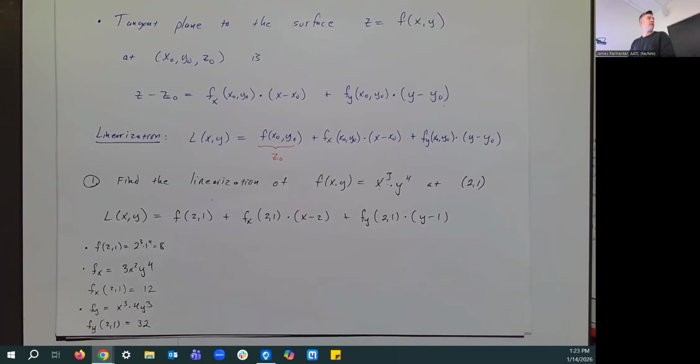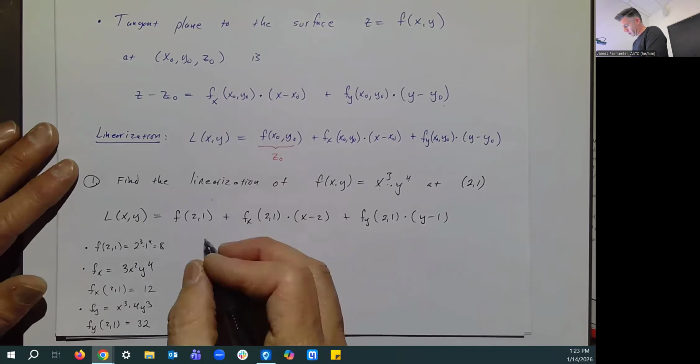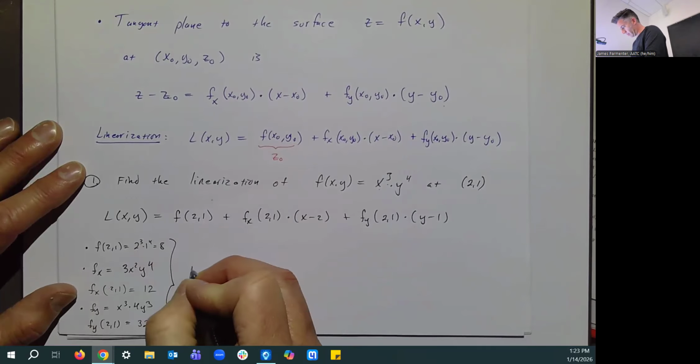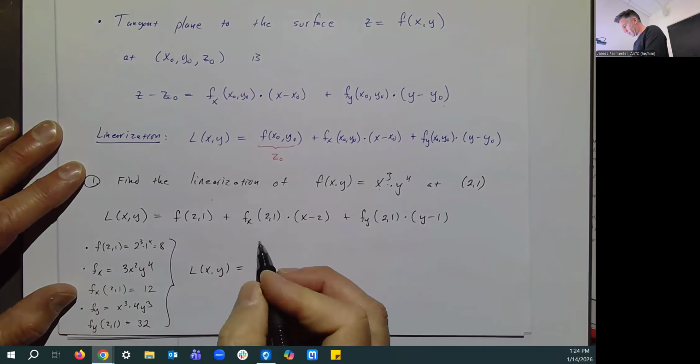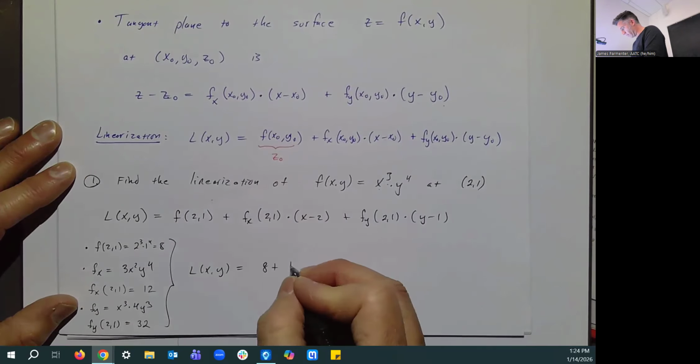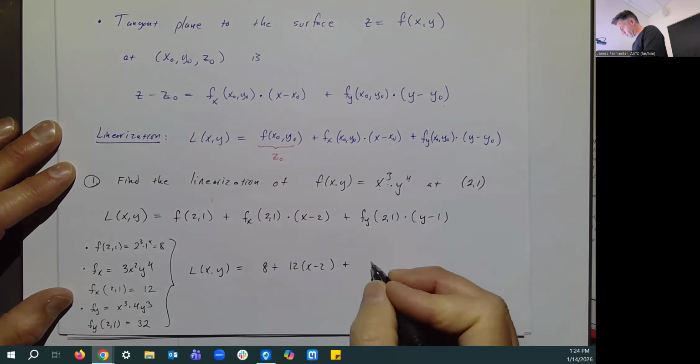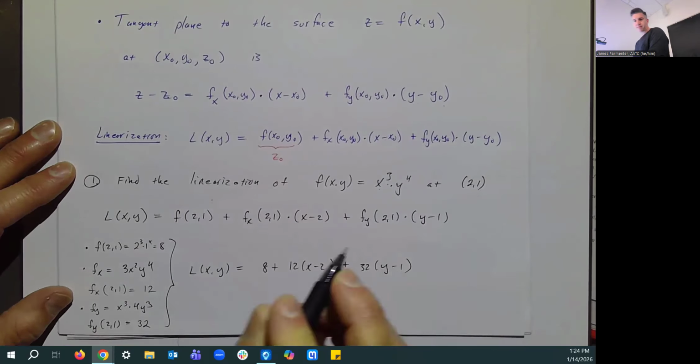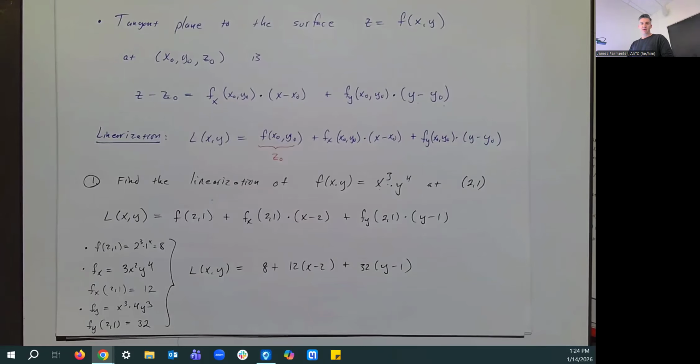Cool. Now let's go jam everything into this equation. So this is going to tell us that our linearization at x comma y is equal to 8 plus 12 times x minus 2 plus 32 times y minus 1. And although you might be tempted to, you really don't want to multiply this out. I don't want to say this is 12x minus 24, this is 32y minus 32, and then combine all the constants. The reason is that it's harder to do the next part usually if you multiply it all out. It's easier to leave it like this.